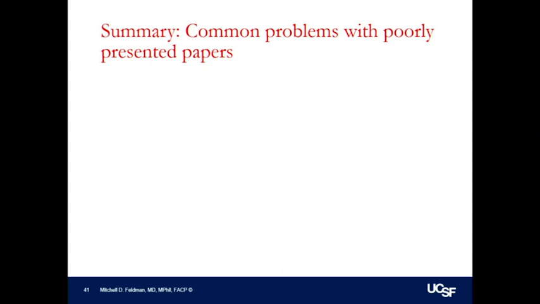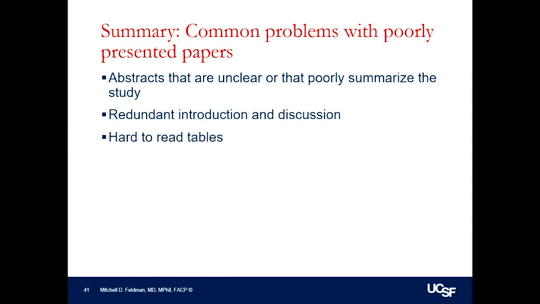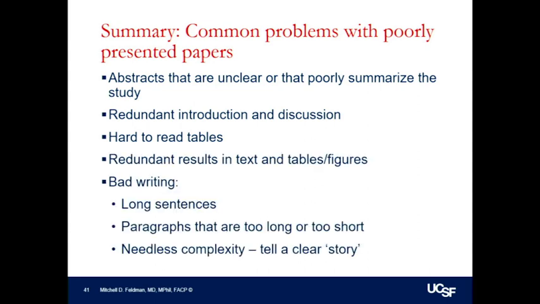So what are some common problems? We're almost done. Abstracts that are unclear. Redundant introduction discussion, like I said. Sometimes it's hard to sort that out. Sometimes you just have to write both and then go back and cut down. Don't worry about that. Tables that are hard to read. Redundant results. Just bad writing. Long sentences. Paragraphs that are too long or too short. Needless complexity. Remember, you're telling a story. You're telling a story in your research paper. You know, make it interesting, but make it short, sweet, to the point.